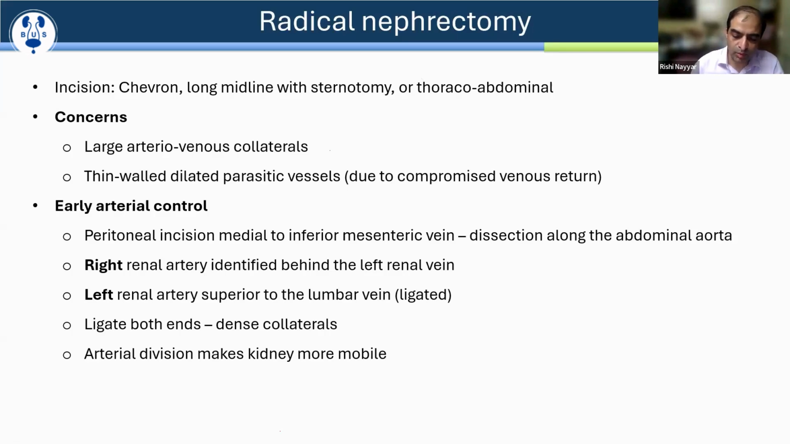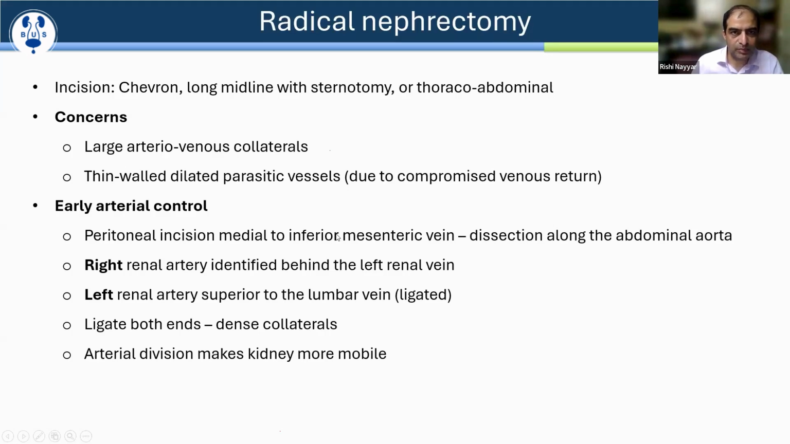We may have to mobilize the liver completely, the right liver completely to the left side, so as to be able to access the posterior aspect of the retrohepatic IVC. So in those cases, thoracoabdominal approach may be useful, but this thoracoabdominal approach is used primarily for the right-sided tumors. For the left-sided tumors, IVC thrombectomy from the left becomes very difficult through this approach. So most of the procedures are done either through the chevron or the long midline with sternotomy.